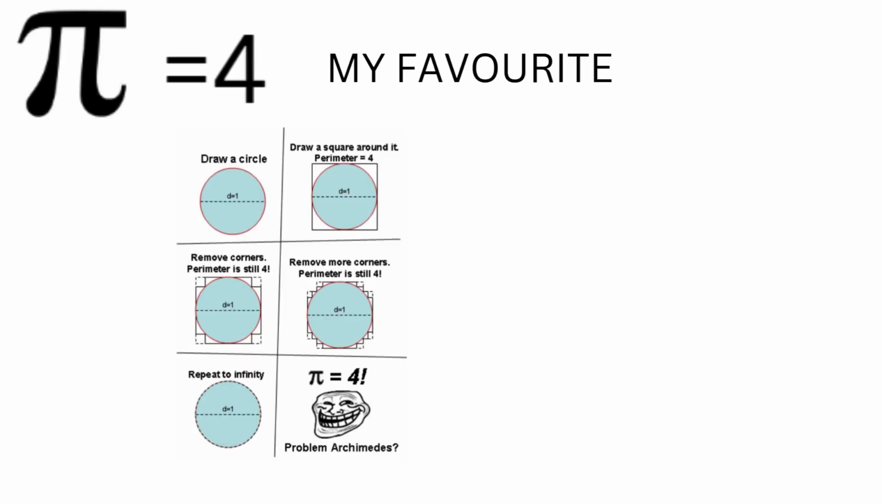Now for my favorite, pi is equal to 4. There's a drawing here, which outlines how you can find pi using another circle inscribed in a square.